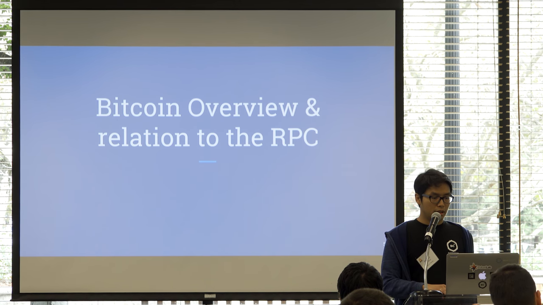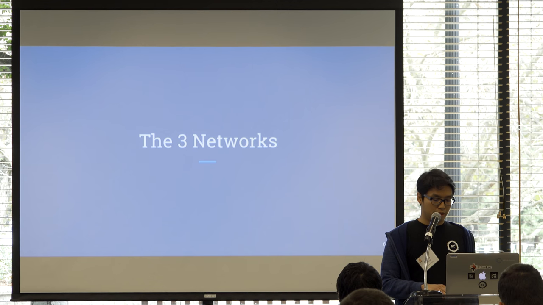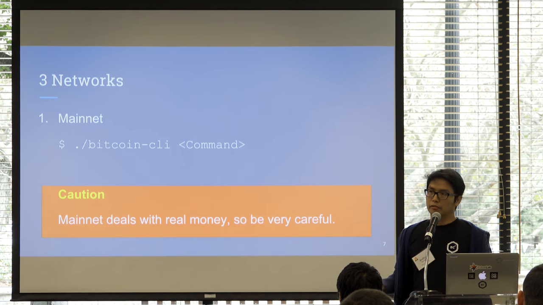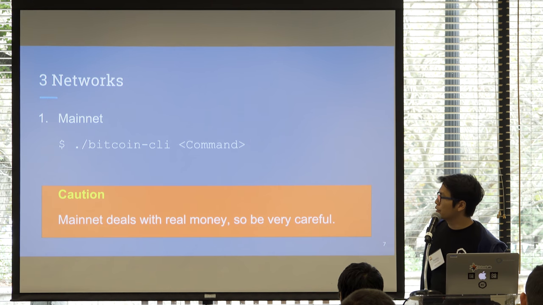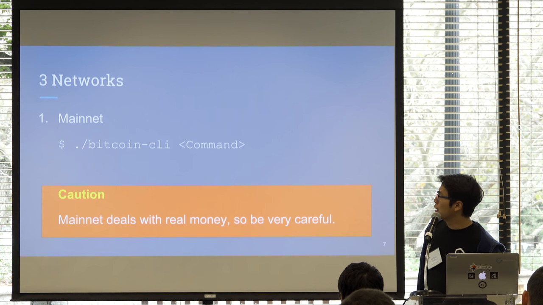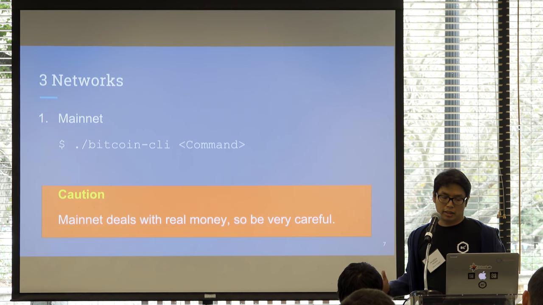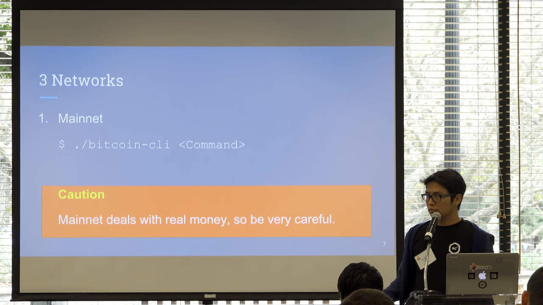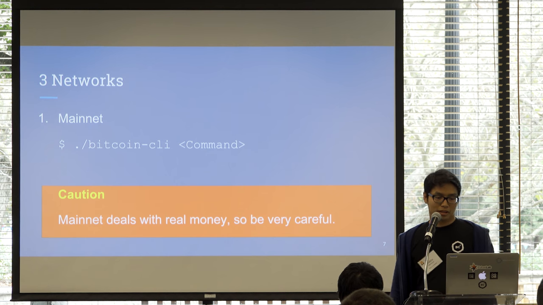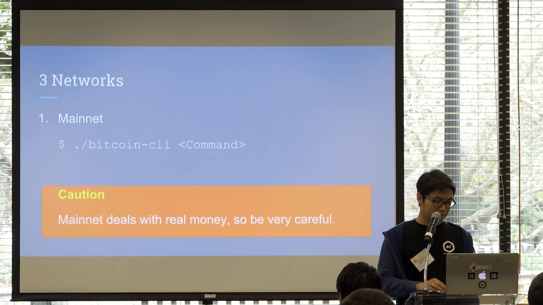Right. So a bit of an overview. I don't know if John Newberry talked about this, but there are three networks in Bitcoin. The first one is mainnet. When you run bitcoin-cli or bitcoind just as it is, it runs on mainnet. Of course, I don't need to caution you again, but it's worth putting down that it deals with real money. So don't do anything stupid, basically.